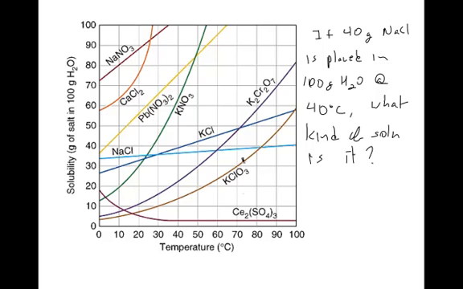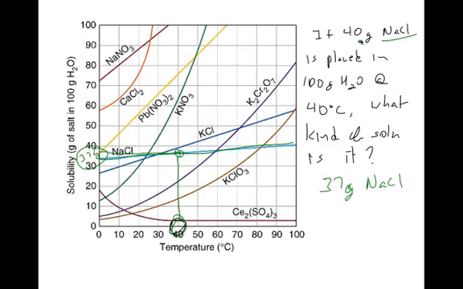All right, so again, we'll go to 40 degrees. We'll hop up our line until we find the sodium chloride. And so this is the sodium chloride line right here. At 40 degrees, sodium chloride should dissolve. Do your estimation here. This is probably about 30, maybe 37 grams of salt could dissolve. So 37 grams of salt can dissolve.